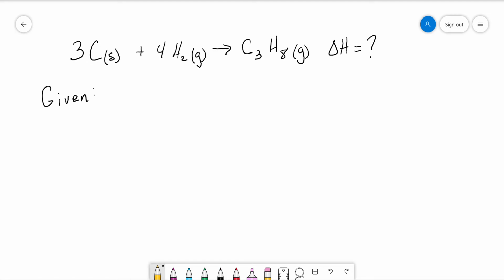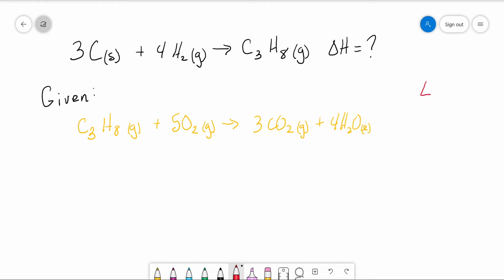So we are given some equations. The first equation you're given is C3H8 gas plus 5O2 gas gives 3CO2 gas plus 4H2O liquid. Now I'm going to give delta H's up here in kilojoules. I just don't want to have to keep writing that over and over again, so I'm just going to give the value here. This is negative 2220.